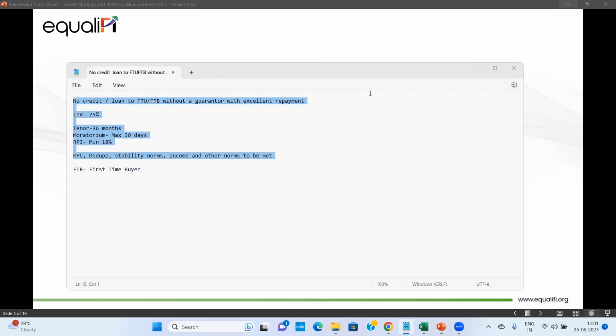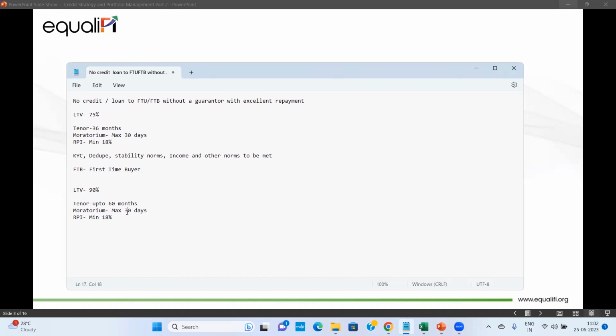If I want to do that, they will say, boss, go away. There are other banks in the market. I have to be lenient. I have to be flexible. In that case, what will happen? These terms and conditions change. My LTV has to be 90%. Tenor could be up to 60 months. Moratorium could be up to 60 days. And instead of 18%, it could be 15%. My conditions and norms change, right? And once the norms change, I execute those norms and my operational activity becomes absolutely as per my preset norms.